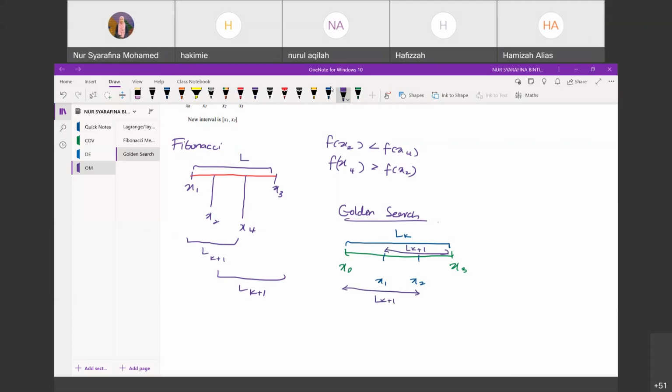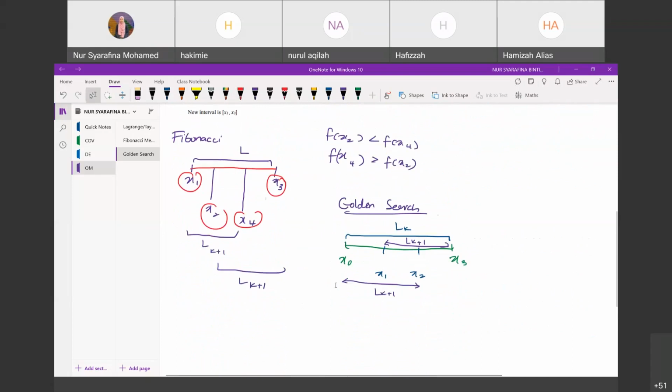But for Fibonacci, the difference between x1 and x4 and x2 and x3 might seem a little bit different because we have to find the value first, and then we identify the value of L, the interval there. All right, so in golden search, we have exactly the same value for the ratio. Let's say we find the ratio by using LK over LK plus 1 equals a constant named tau. This tau here is called the golden ratio.